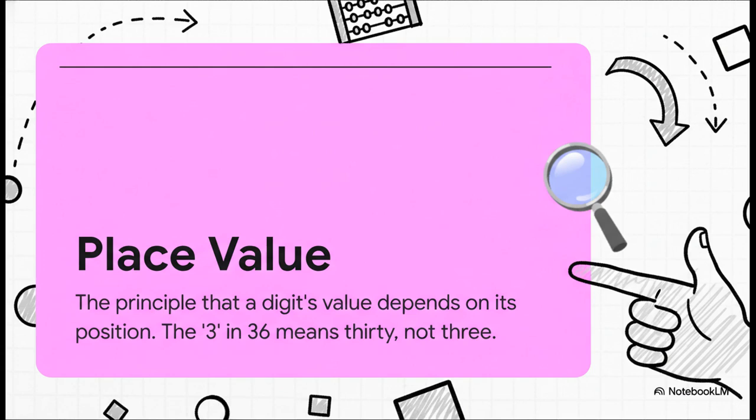Place value is the fundamental rule of our entire number system. It's basically the grammar of math. It means a digit's value changes depending on where it sits. That 3 in 36 isn't a 3, it's a 30. This is the big idea, and it is absolutely crucial.